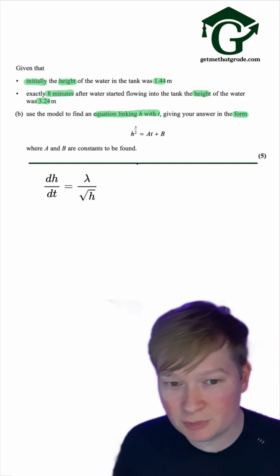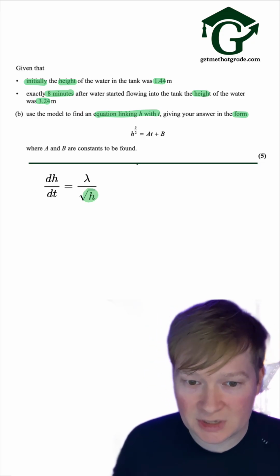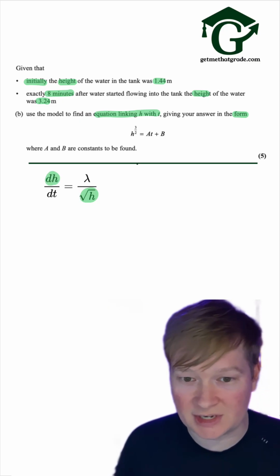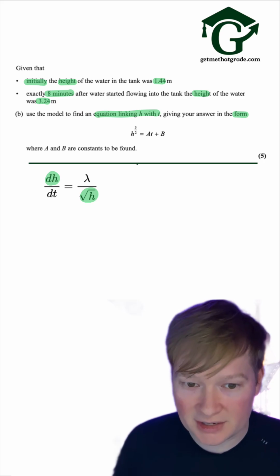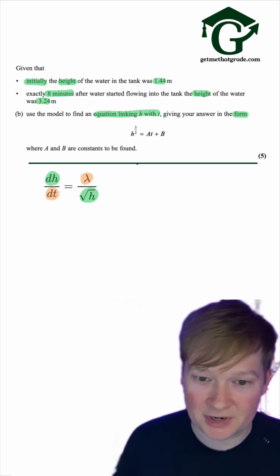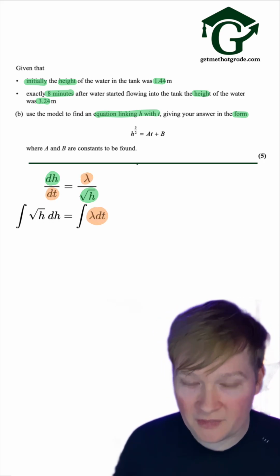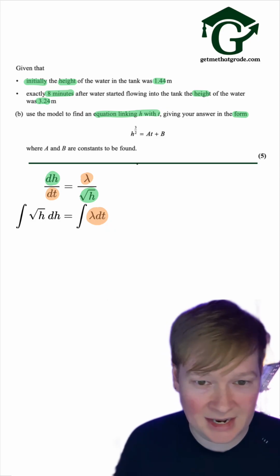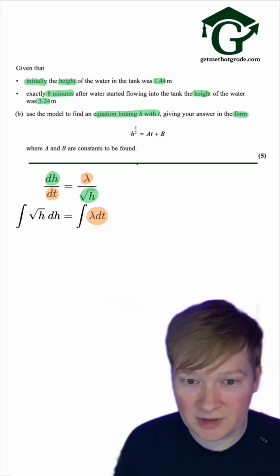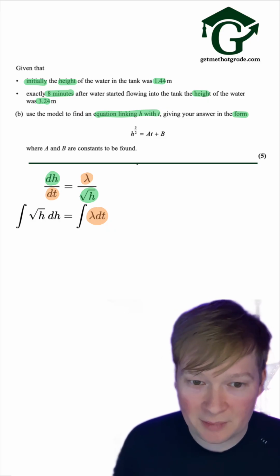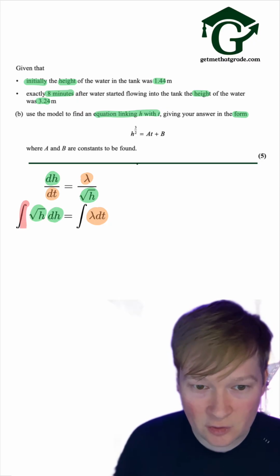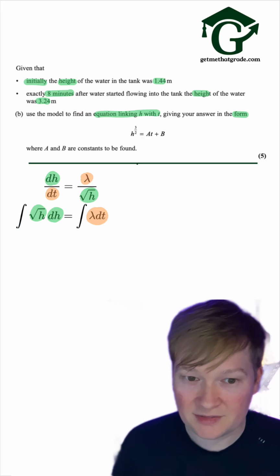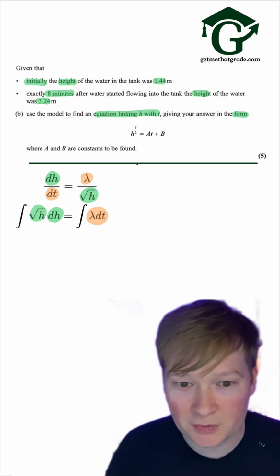You can't add and subtract. What we need to do is to bring all of the h terms onto one side, and everything else without an h needs to go onto the other side, so the dt and the lambda, say. So let's put them on that side by multiplying by dt, and we'll move the h's onto the other side by multiplying by root h. Notice at this stage we then integrate both sides. So that's the process of separating the variables.